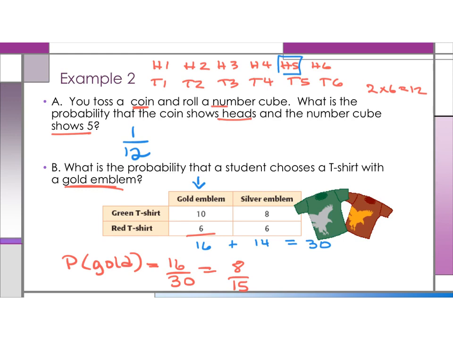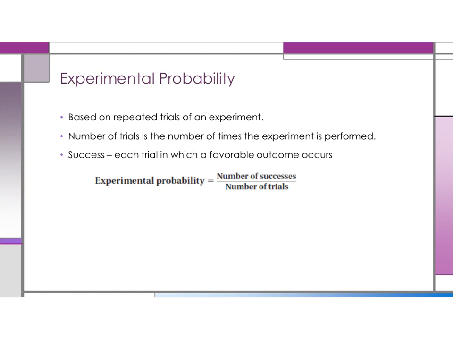Next, we're going to talk about experimental probability. So experimental probability is based on repeated trials of an experiment. So the experiment has already been done. So for example, you've already flipped your coin or rolled your die, and then you've recorded what happens. So you may flip your coin 10 times, and then you're going to write what happened each time you flipped it, how many times you got a head and how many times you got a tail.